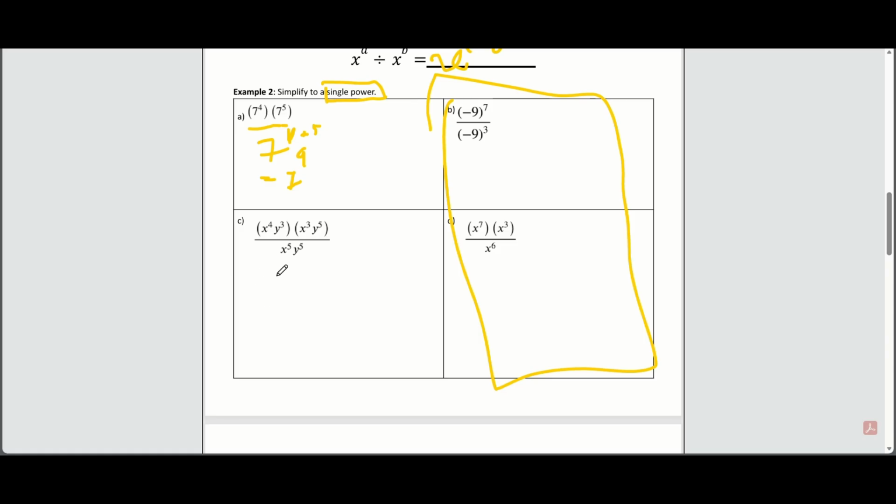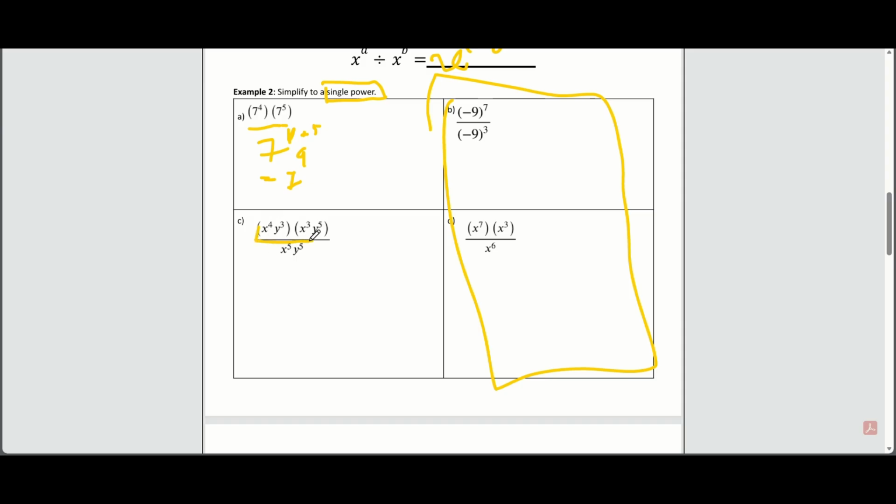Okay. So we have x to the power of 4, y to the power of 3, times x to the power of 3, y to the power of 5. We know BEDMAS, right? Brackets, exponents, division and multiplication, which are interchangeable, and then addition and subtraction, also interchangeable.